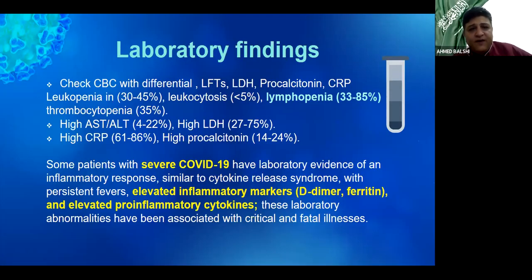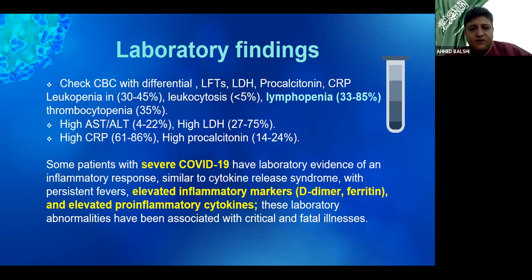What about laboratory findings in patients with COVID-19 with pneumonia? We found the most common findings in CBC are leukopenia and lymphopenia. Lymphopenia is the most common; we found it in 33 to 85% of the patients. Thrombocytopenia is rare. We don't face it too much in patients with COVID-19. High C-reactive protein and procalcitonin occur when you have a superimposed infection.